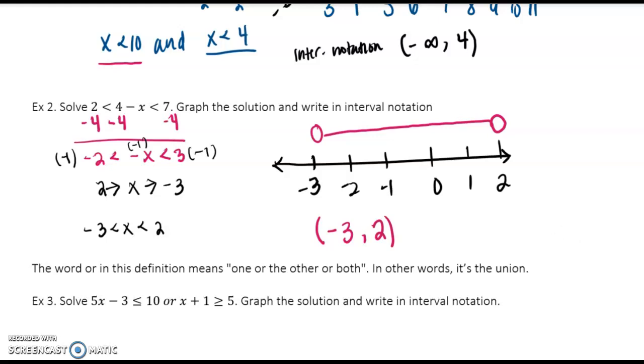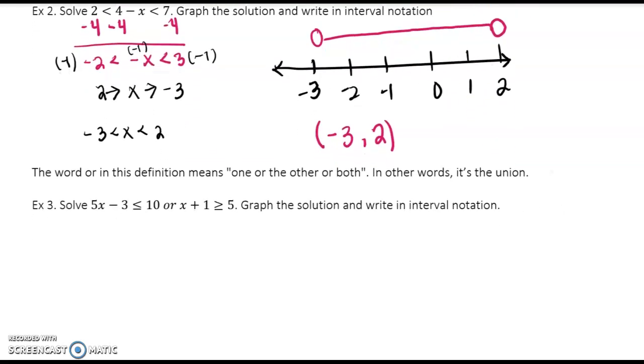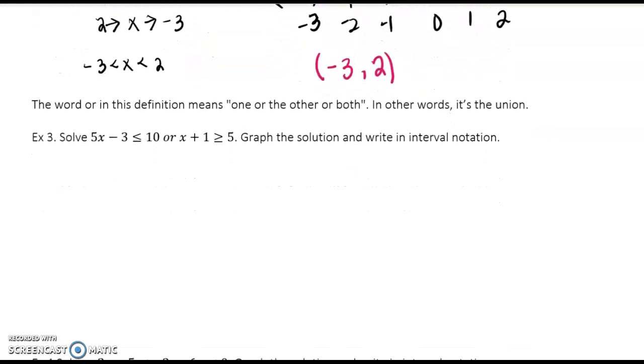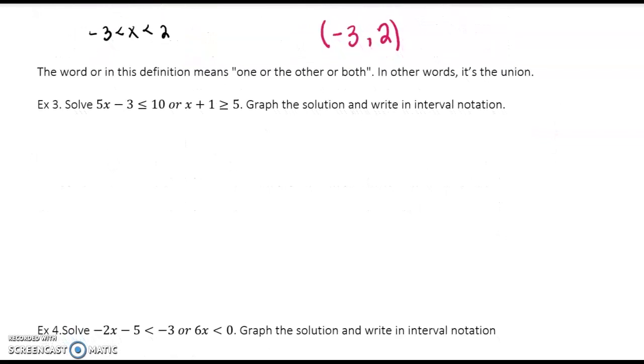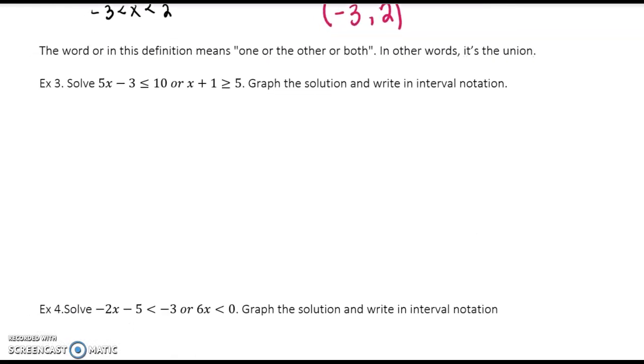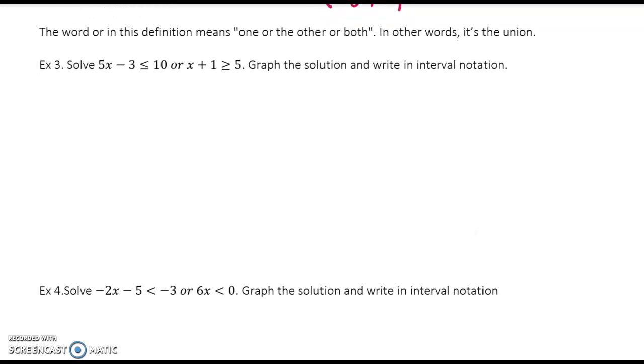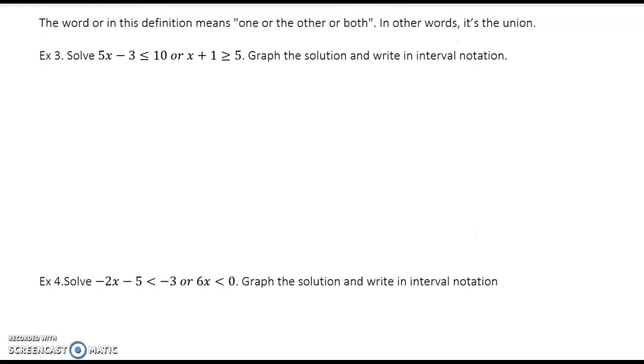Alright, so those were our and statements. Now we have or. So the word or in this definition means one or the other or both. So in other words, it could basically be any. So we're going to go ahead and solve 5x minus 3 is less than or equal to 10, or x plus 1 is less than 5. So same thing, we'll basically solve each inequality.